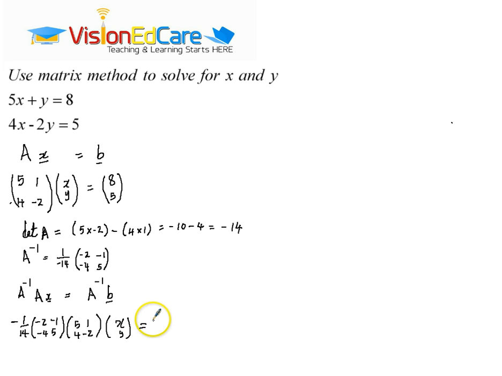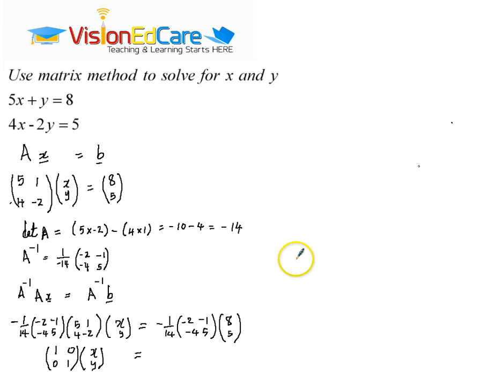On the right hand side now we multiply minus 1 over 14 times the matrix with minus 2, and B here is 8, 5. The left hand side, as I said, the inverse times the matrix gives us the identity matrix, which is 1, 0, 0, 1, times xy, and that gives us the right hand side.